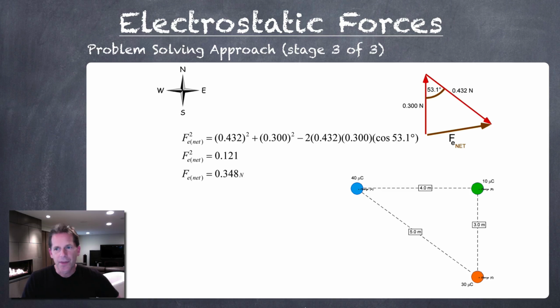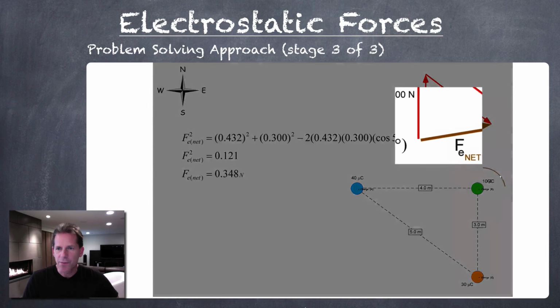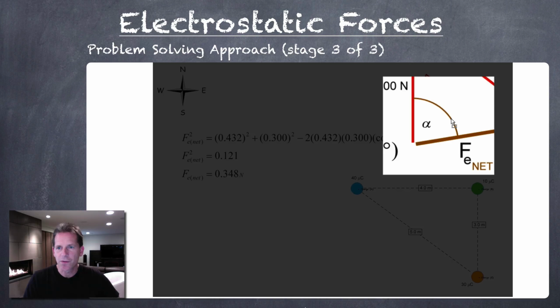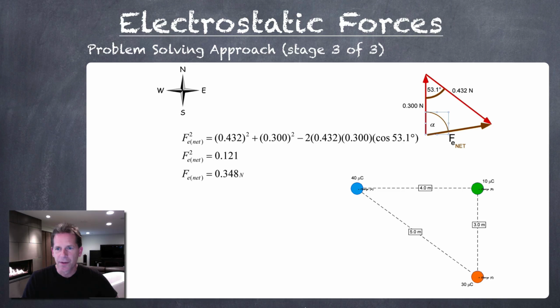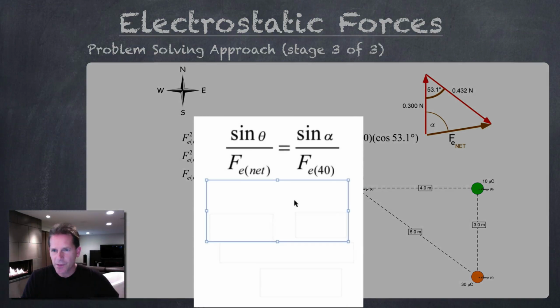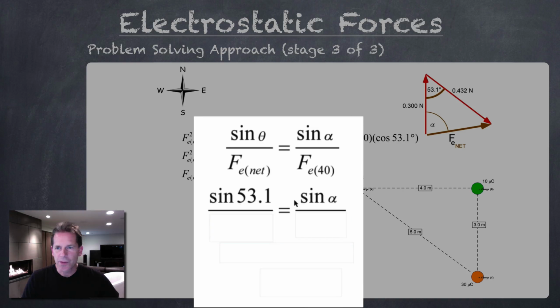Now don't forget, forces are vectors. That means there must be a direction associated with the force. In this case, I've labeled it as alpha. So now to calculate alpha, probably the most convenient way is to use the sine law. So we set up our arrangement, make our substitution for the angles and the opposite sides. We know that theta will be 53 degrees. The opposite side we've calculated, that is the net electric force. Alpha is unknown. The side across from it is 0.432 newtons.